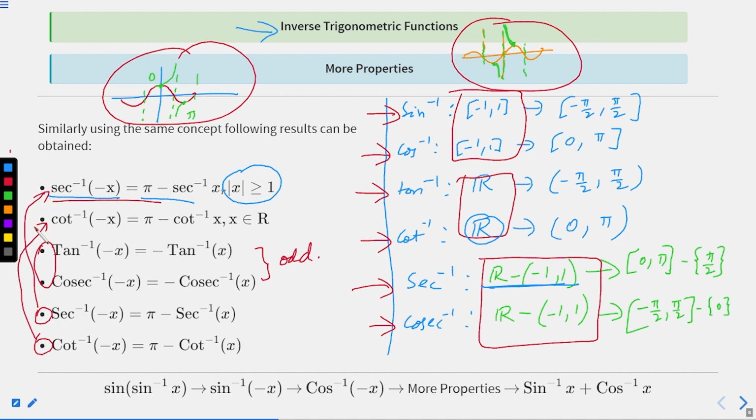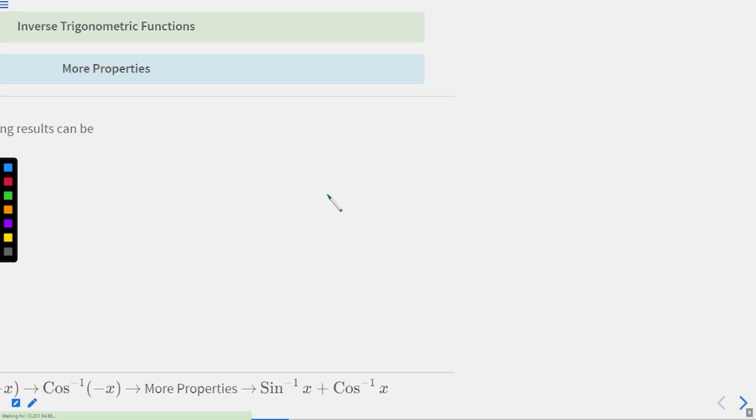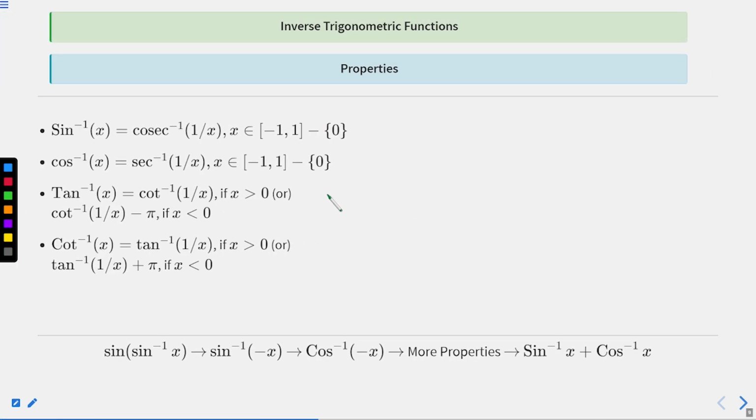I am leaving these properties for you to prove, so that you can also try them. Please try to prove them. Okay, let's move to the next. Now, more properties.